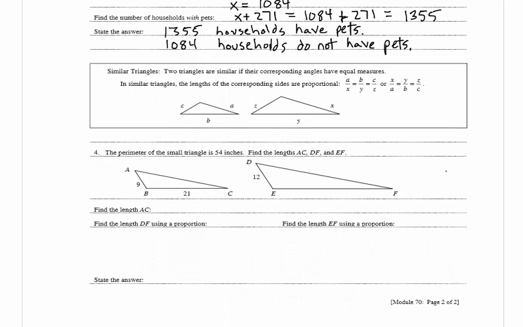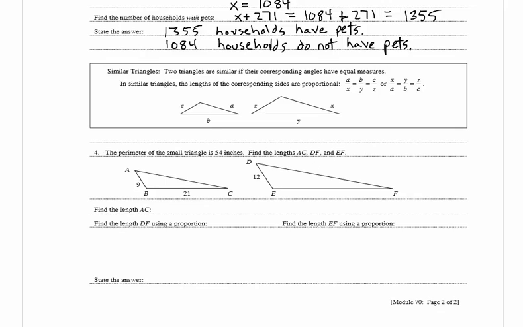In the box, they talk about similar triangles, and for similar triangles, their corresponding sides are proportional, and that's going to be important for number 4. So we have in 4, the perimeter of the small triangle is 54 inches. Find the lengths AC, DF, and EF.